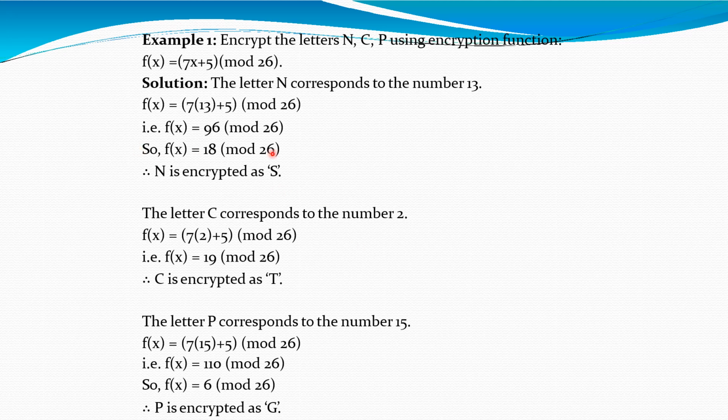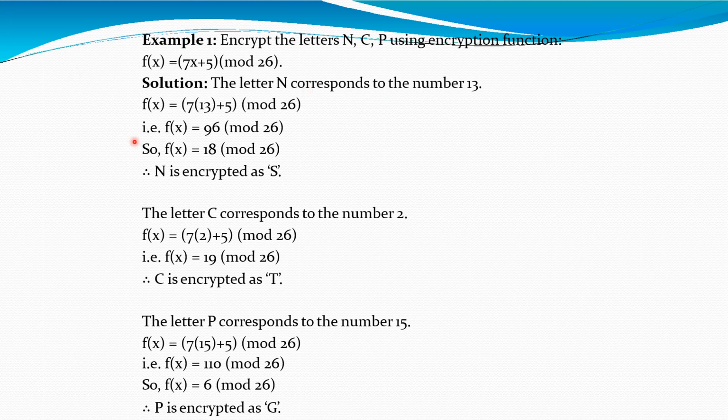Now the first example: encrypt the letters NCP using the encryption function f(x) equal to 7x plus 5 modulo 26. So by using this function we have to encrypt the letters NCP. Now the letter N is on the 14th position in the alphabet, but as we are starting with 0, it corresponds to the number 13. This 13 is the value of x, and for that value of x we find the value of f(x) from 0 to 25, and the corresponding letter is the required answer.